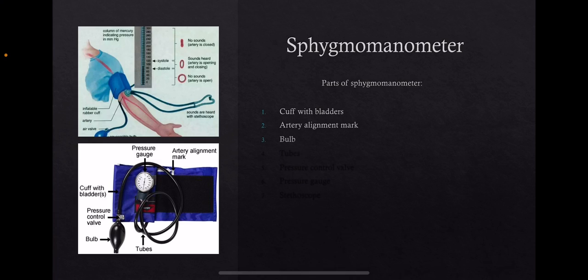Then we have bulb. Bulb is used to pump air into the cuff via tubes. Pressure control valve. Pressure control valve has an important role to get more precise measurement. So it controls the pressure of air which is pumped from the bulb to the system. The pressure gauge shows the measured value of pressure, and finally a stethoscope is used to hear sound of movement of the blood.